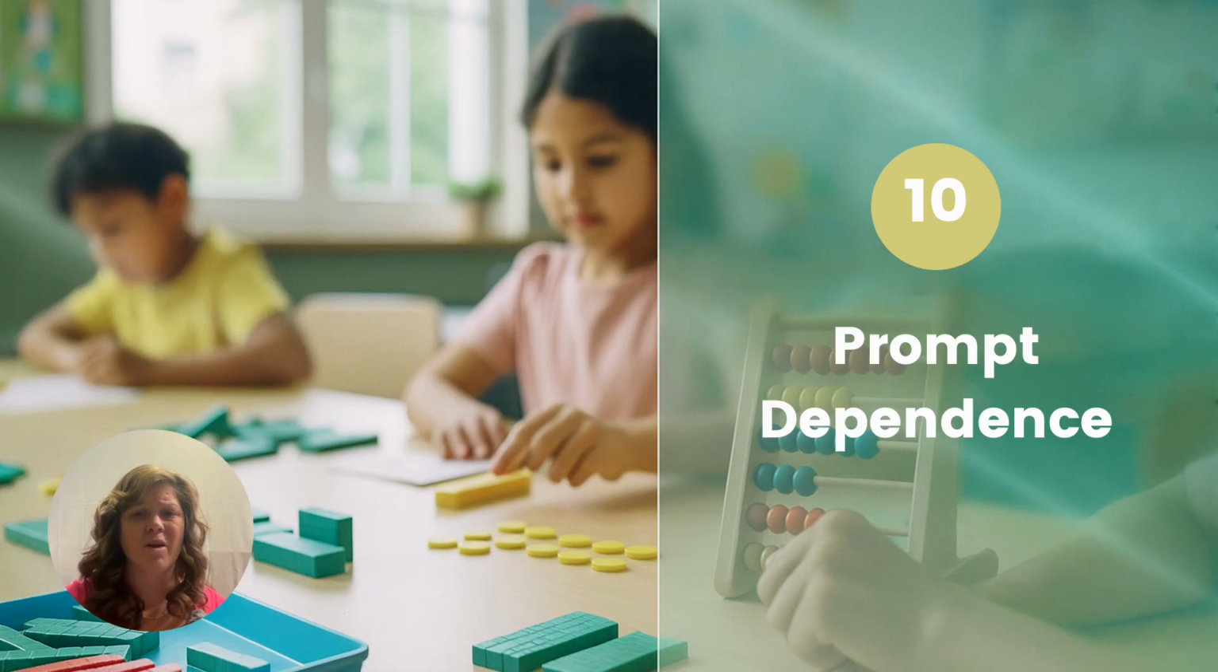This matters because prompt dependence limits independence, prevents generalization, and slows progress. It can make learners dependent on adults long term. And in ABA, our goal is always independence and functional skills. So anytime you see prompt dependence, we need to shift our approach. Let's break this down further and look at how to actually identify prompt dependence in your sessions.